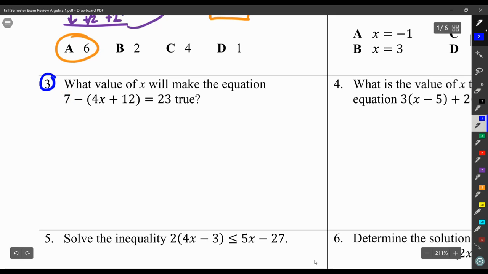What's being distributed is actually a -1. There's always a 1 in the front. It's just nobody writes it because 1 times anything is still itself. And so there's no point in writing the 1 unless we need it. So the 7 simply drops to the next step. And then you distribute -1. So -1 times 4x makes -4x. -1 times 12 makes -12. And then the 23 drops down to the next step.